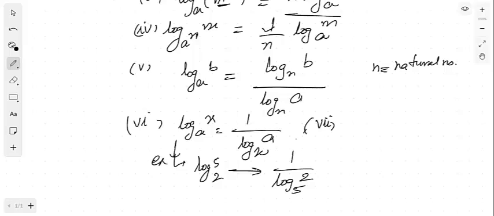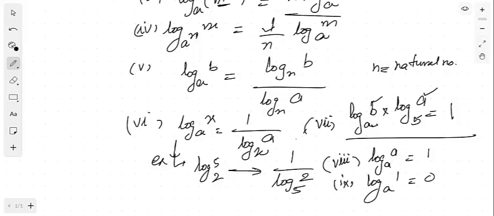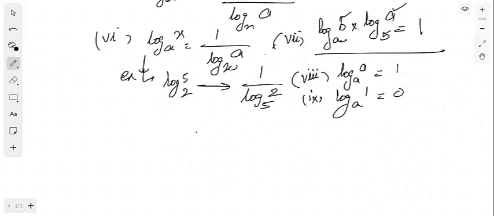Now the seventh one is, if it is written like log b base a into log a base b, this is equal to 1. Then the eighth one is log a base a, you know this is 1. Then the ninth one is log 1 base a is 0, you know that also. And the last property, the tenth property, is a to the power log of x base a, which is nothing but equal to x.